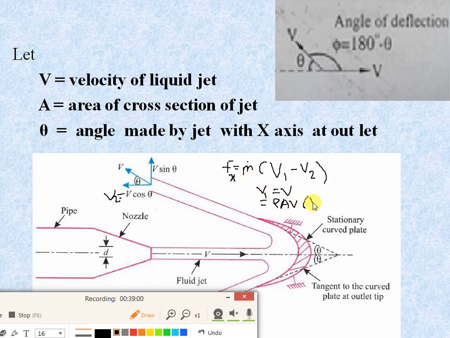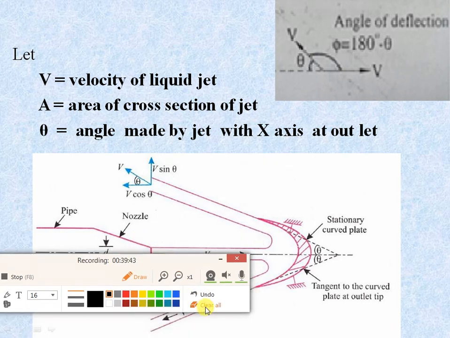So v1 is equal to v, and v2 is nothing but v cos theta. Now if you simplify this equation, take v common, so it is v minus v cos theta. Okay, because its direction is negative. So negative times positive, so we will get a positive. So the final equation is rho a v square in the bracket 1 plus cos theta. So this is nothing but the force along the x direction.